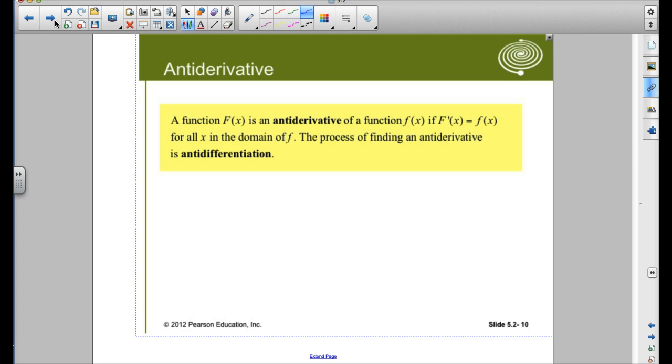Now, a function capital F of x is an antiderivative of a function f of x if the derivative, F prime of x, equals f of x for all x in the domain of f. The process of finding an antiderivative is called antidifferentiation. We're not going to do a lot about it. Really, finding the antiderivative is integrals, but we're just going to look at some of the basic ones. Notice how they wrote the antiderivative as a capital F of x. That's how they write antiderivatives.